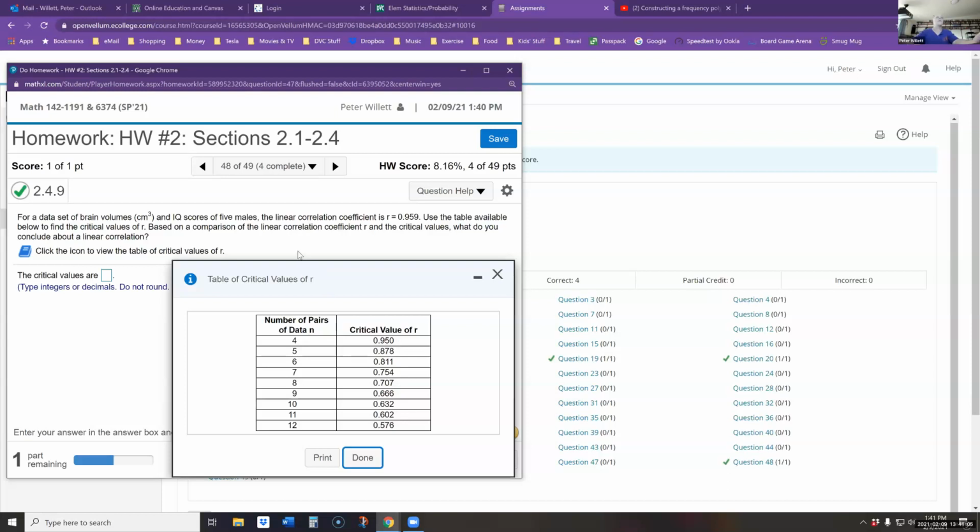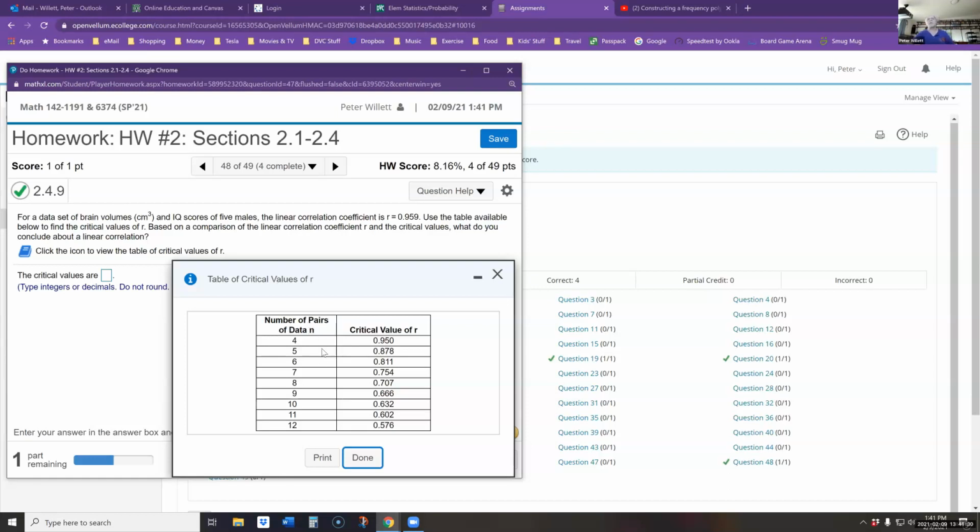So can we, from the description of the problem, figure out how many pairs of data there were in the data set? Yeah, I guess it would be 5. Exactly, 5 males. Perfect, because the two things being considered were brain volume and IQ score, and they did that for 5 people. So that means the number of pairs of data N would be 5.